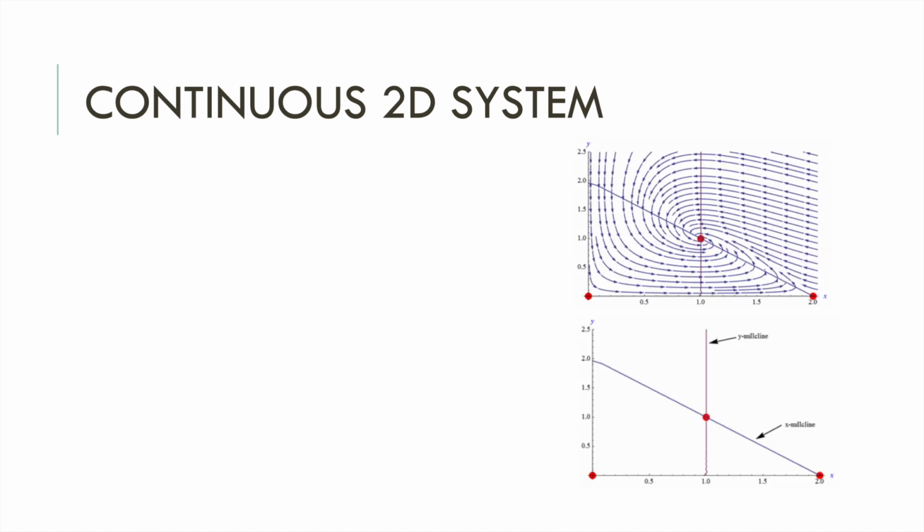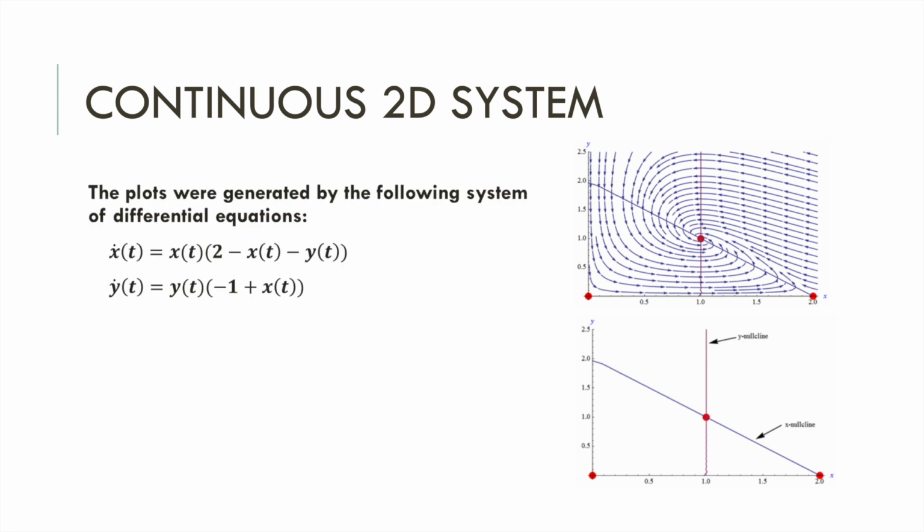Life is unfair. Our group was given a continuous 2D system that looks like this. These two graphs are representations of the same system, where the top graph displays our system in the form of a phase plane with these arrows, and the bottom graph merely plots the nullclines with the y nullcline here and the x nullcline here and their intersections. The analytical information we were given about our system is that it is generated by the following two differential equations, x dot of t and y dot of t.